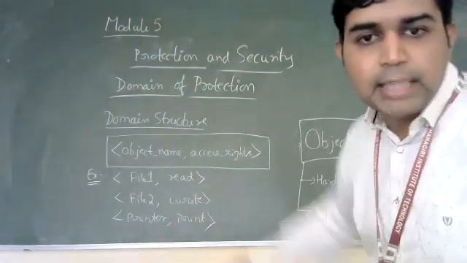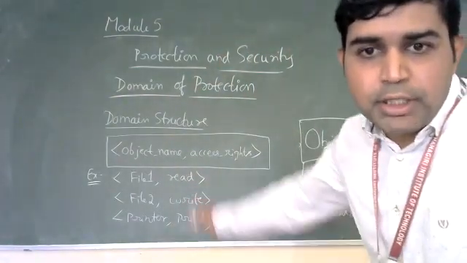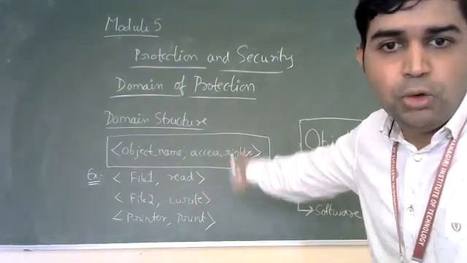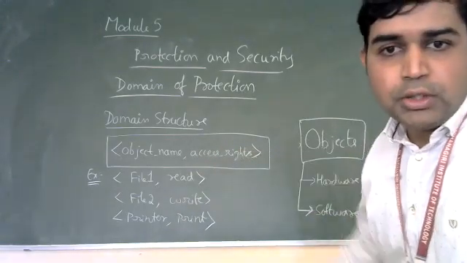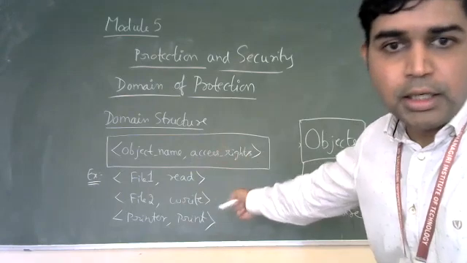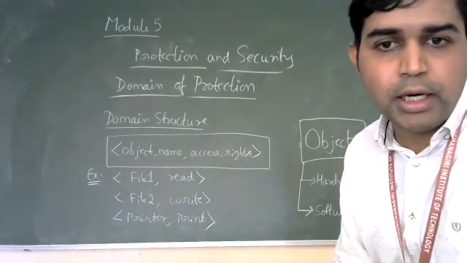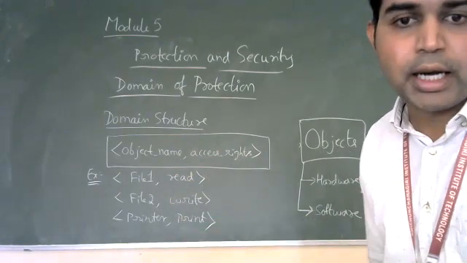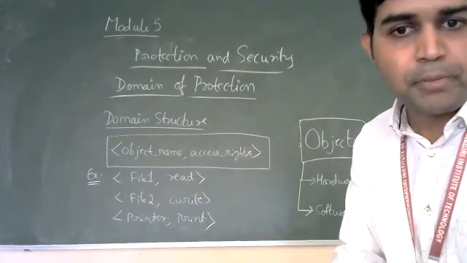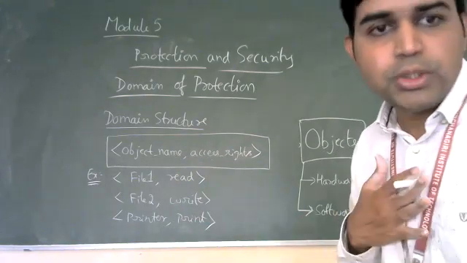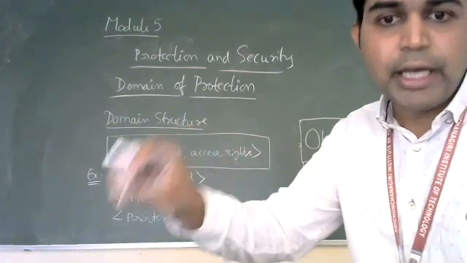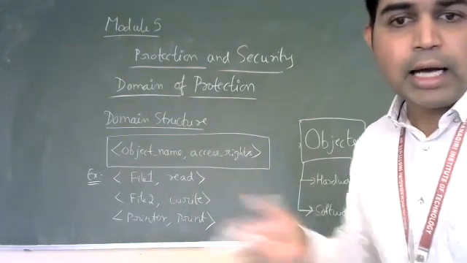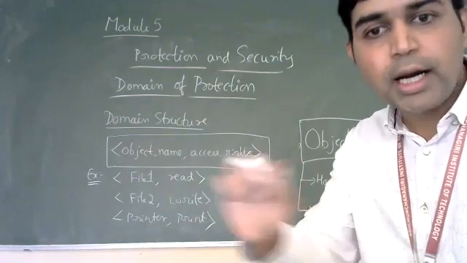You can look, there are three examples I have written on the board. The first example is about software objects, that is files. Two files I have taken, file 1 and file 2. Those are the object names, comma, and the access rights that I have given. For file 1, I have given the access right as read, and for file 2, write. So when any user, that is a domain, accesses file 1, he can only do the read operation. Similarly, when a user accesses file 2, he can do only the write operation.